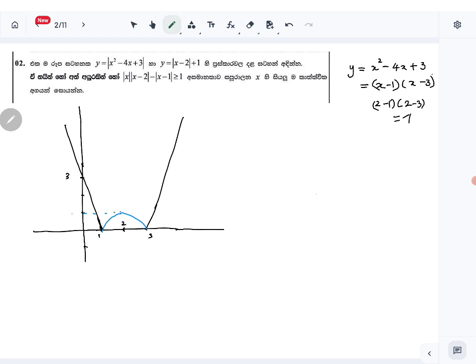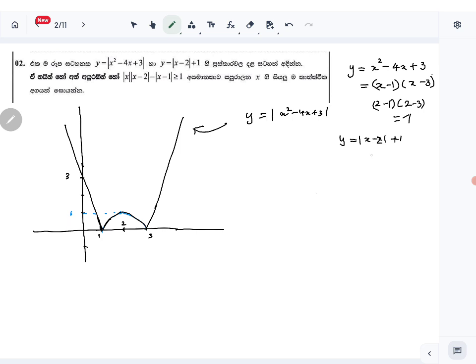So this point is at 1. Right. So this is our y equals absolute value of x squared minus 4x plus 3 graph. Right. Okay. That one is done. Then next, you have to draw what? You have to draw the linear one. Absolute value of x minus 2 plus 1.